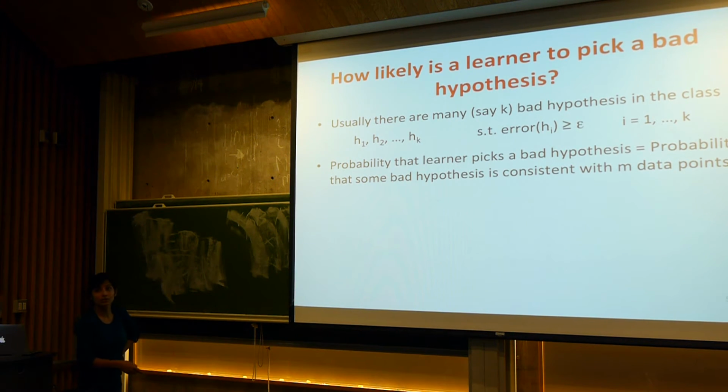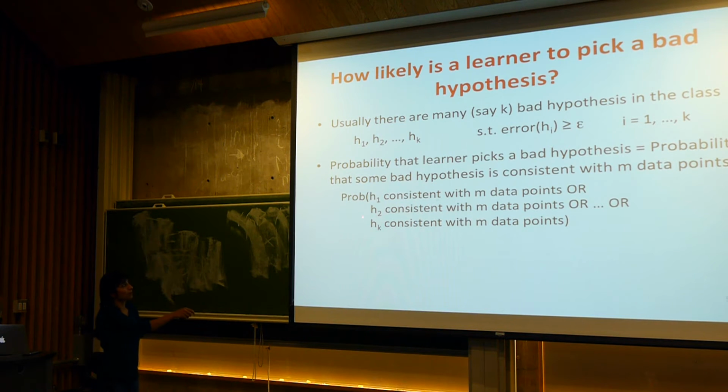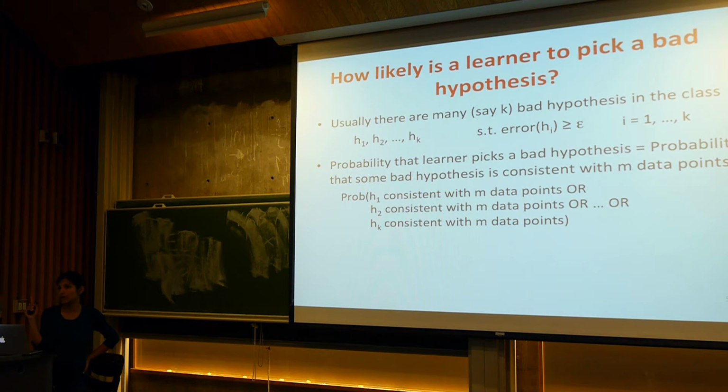Right? So how do we do this? We just look at the probability. The learner could have chosen either H1, which is one of the bad hypotheses, and it is consistent with the m data points, or it could have chosen H2 and it's consistent with all data points, or it could have chosen HK, right? All of them like that. And then what we care about is just bounding this probability. This will tell us how likely the learner is to pick a bad hypothesis, any one of these, right? Okay, so what do we do? We have a probability of one event or another event or another event.